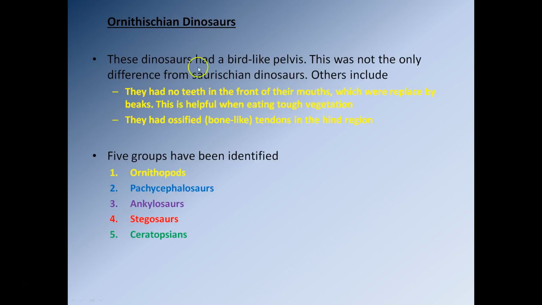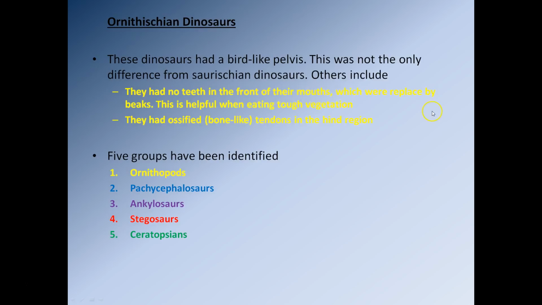Now, we already discussed that there are very minor differences between the Ceratopsian and the Ornithischian dinosaurs. Obviously, the main difference is the pelvis. The Ornithischian dinosaurs have a bird-like pelvis. The Ceratopsian dinosaurs have a lizard-like pelvis. There are also a couple more minor differences between the two groups. The Ornithischian dinosaurs had no teeth on the front of their mouths. They had beaks, essentially, which replaced the front teeth.